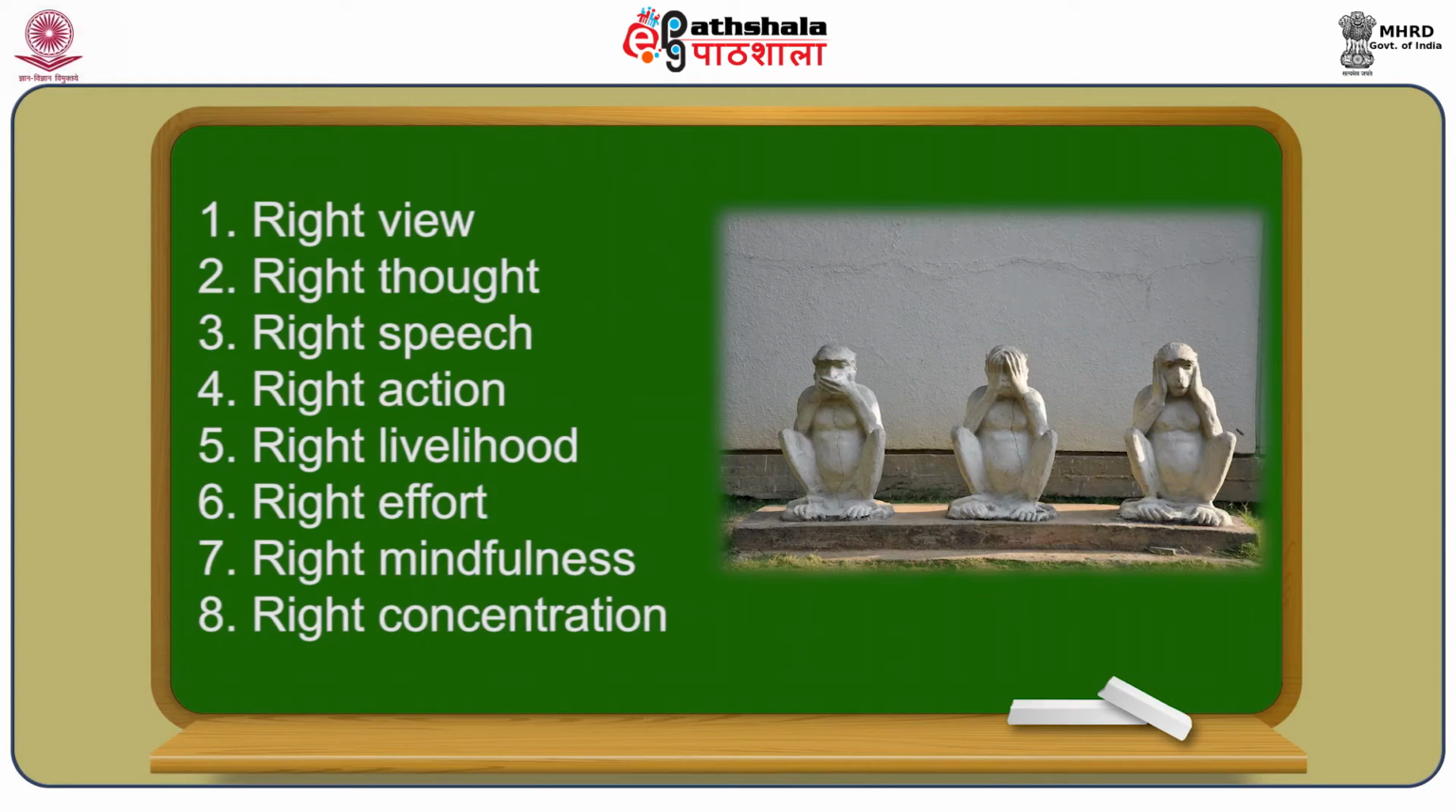So when we are talking about the path that leads to the cessation of suffering, which is the fourth noble truth, we are talking about the Eightfold Path. This Eightfold Path is known as Arya Ashtangik Marg, that means the Noble Eightfold Path. The constituents of this Eightfold Path are right view, right thought, right speech, right action, right livelihood, right effort, right mindfulness, and right concentration.